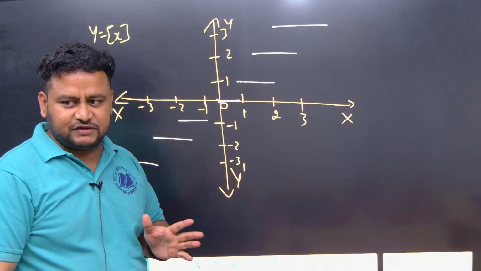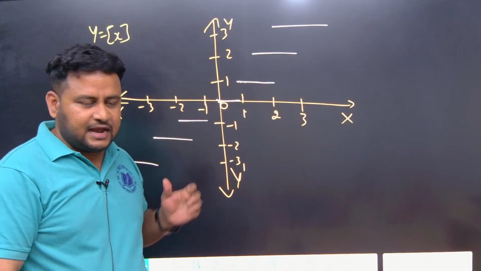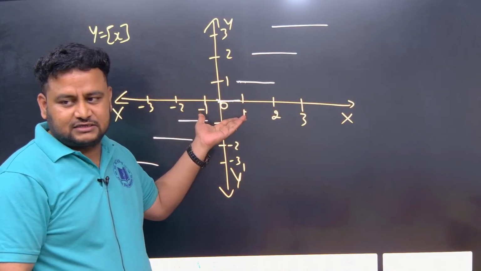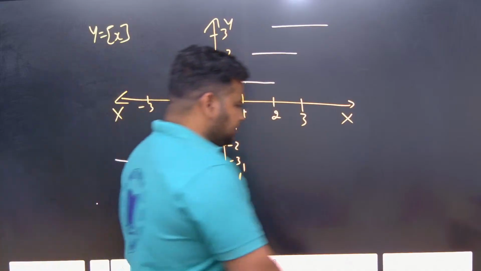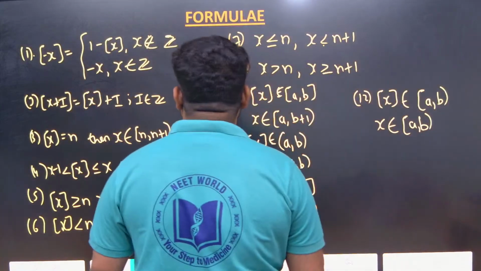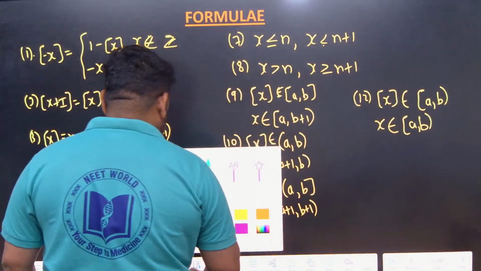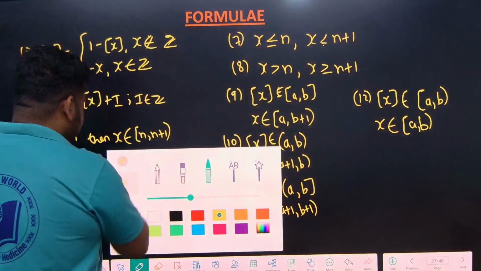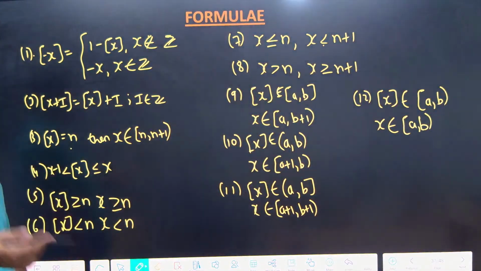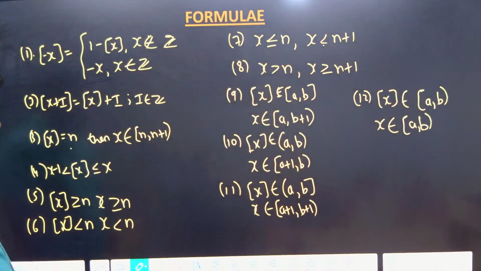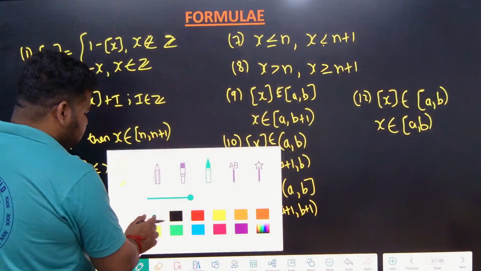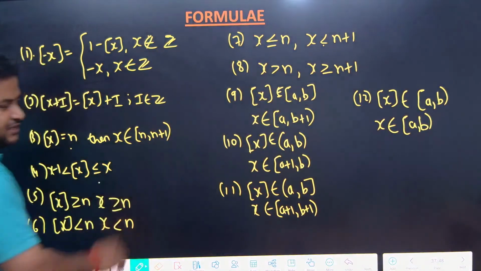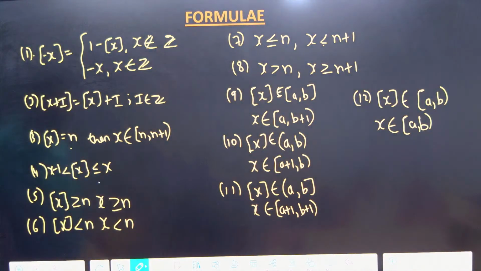Now we discussed the basics: what the greatest integer function is, why it is also the step function, and how the graph looks. Now let us proceed. We will learn certain very important formulas for the greatest integer function. It's not just about memorizing the formulas, you should know how to apply them. You can memorize, but you should know how to apply the formula. I will also tell you methods to remember these formulas. Now listen.